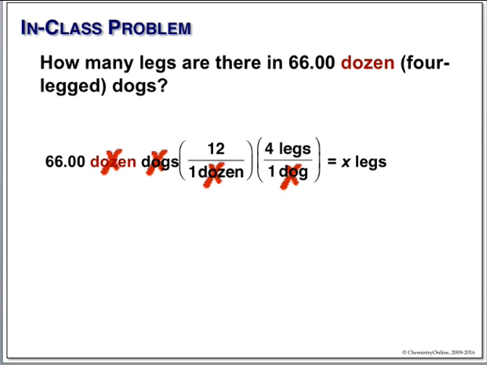And we're left only with legs. So 66 times 12 times 4, we have somewhat over 3,000 legs. Now again, that's a silly problem, isn't it? Well, let's do it in terms of moles.